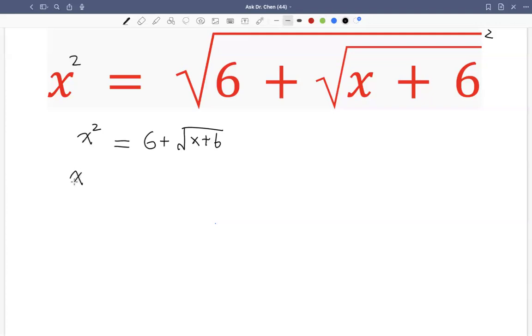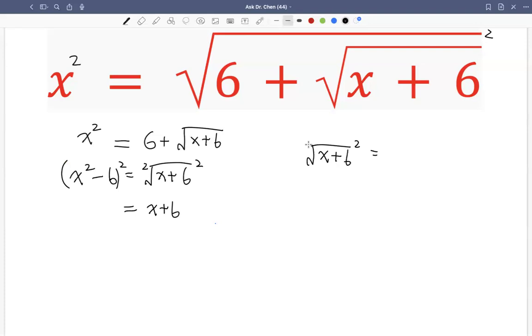Then subtract 6 on both sides, or move this 6 to the left-hand side, where it becomes negative. So square root of x plus 6 equals x squared minus 6. Now let's square both sides again. The square root cancels, then we get x plus 6, because the index is 2. In rational expression, the square root of x plus 6, squared, is x plus 6 raised to 2 over 2, which is x plus 6 raised to 1, which is itself.